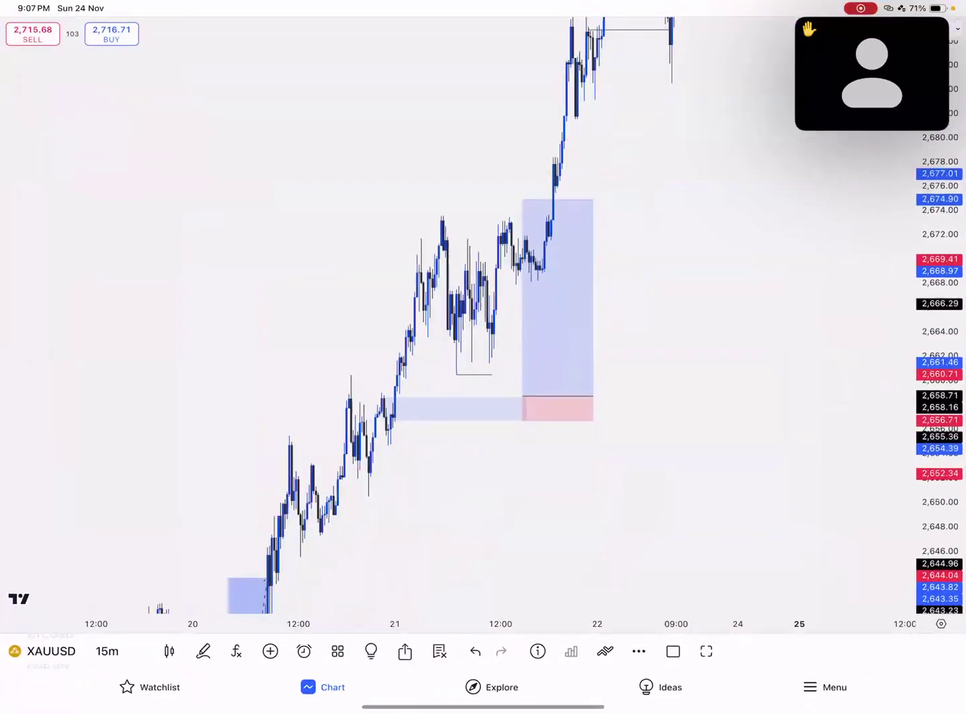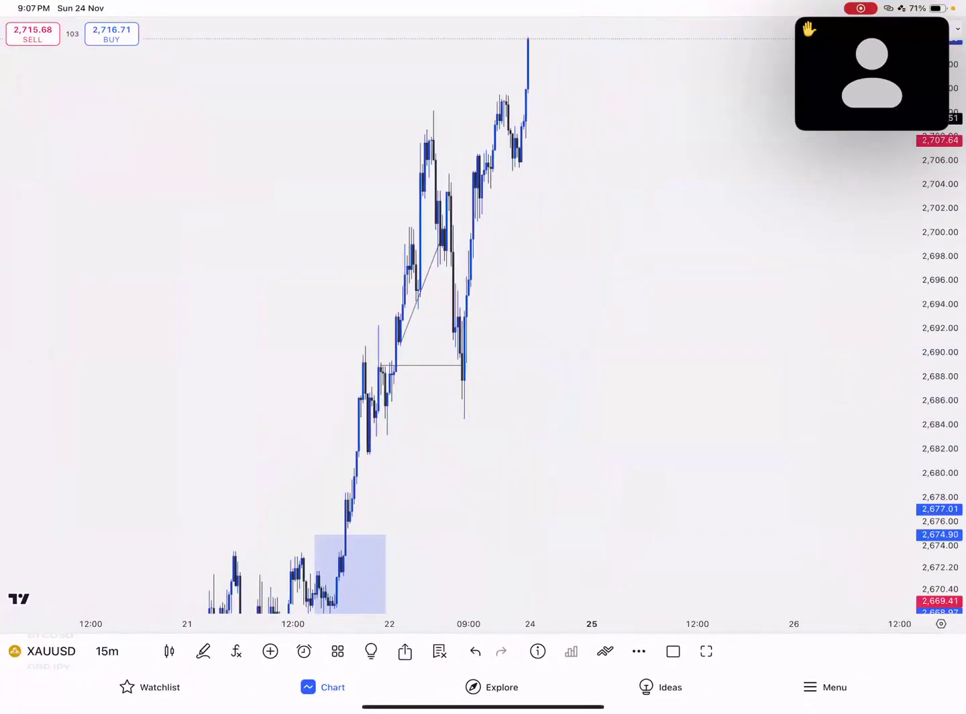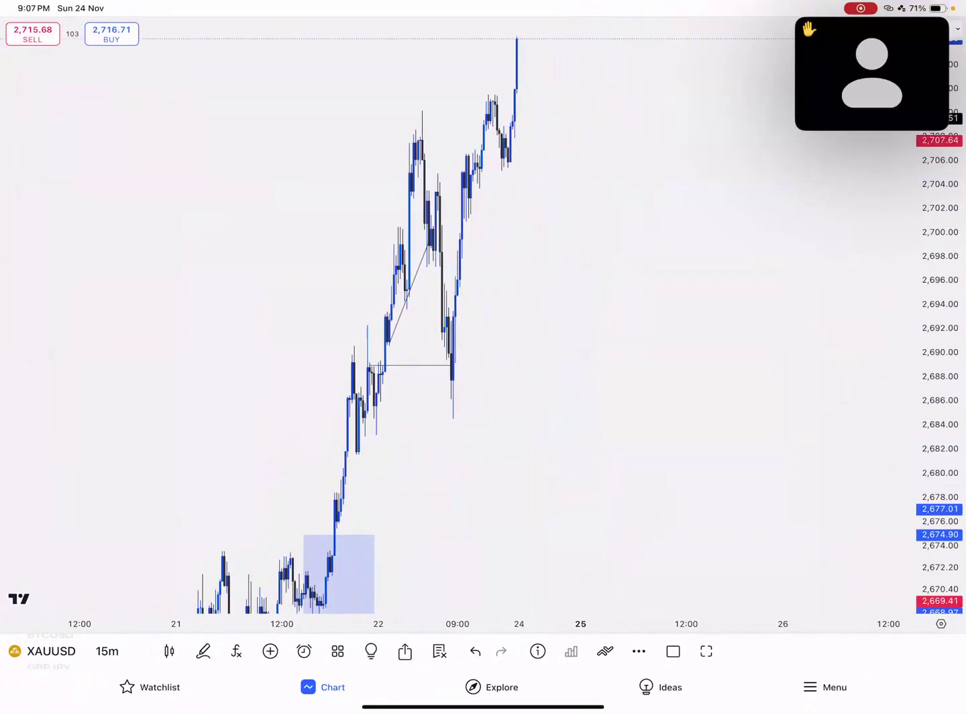My question is regarding session. I don't know, do you consider session when trading? Not really. If any session the market triggers my point of interest, I just enter my trade.